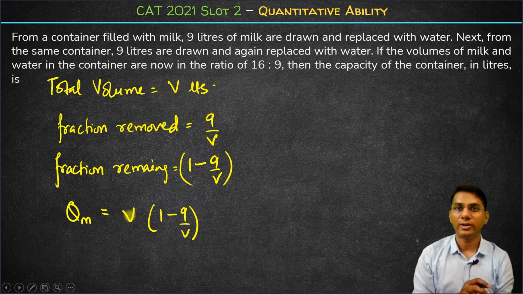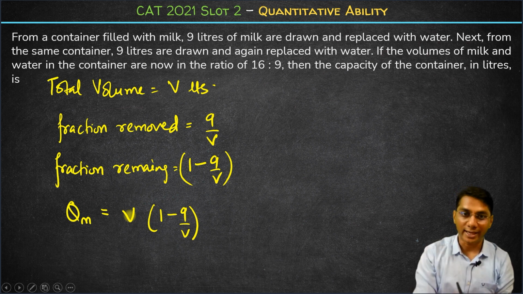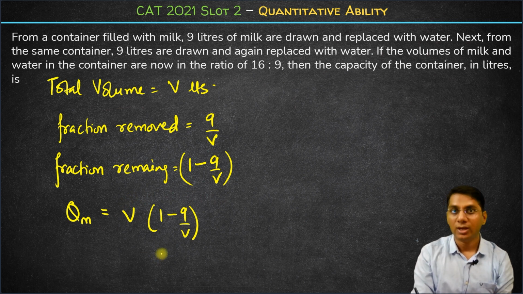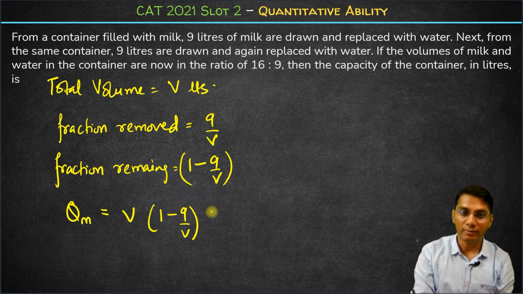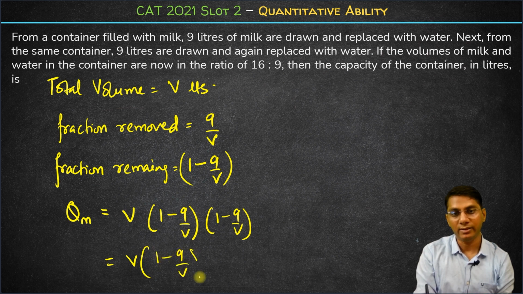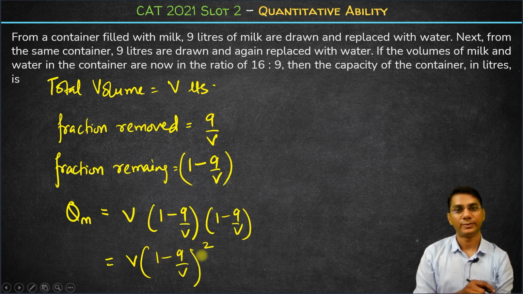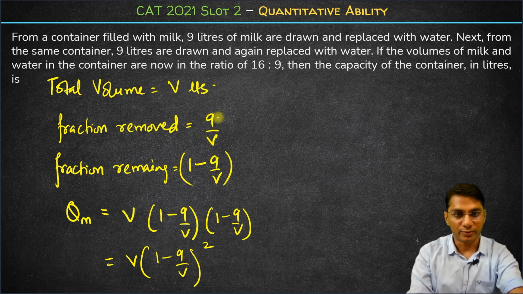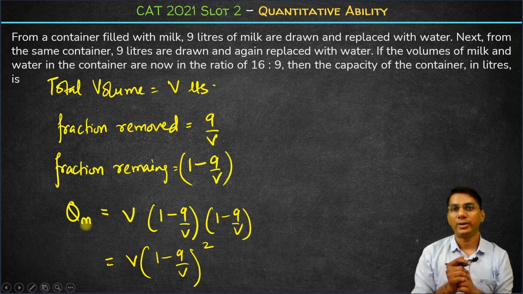Now, if this is the quantity of milk remaining after the first replacement, after the second replacement also, 9 by Vth of this will be removed. So the quantity remaining will be 1 minus 9 by V times this quantity. So the quantity of milk finally will be V into (1 minus 9 by V) raised to the power 2. Okay. So let's use this here. Now what is the final quantity of milk?